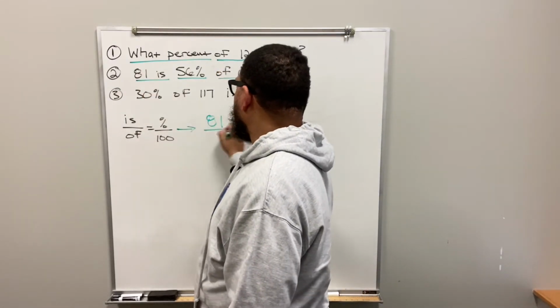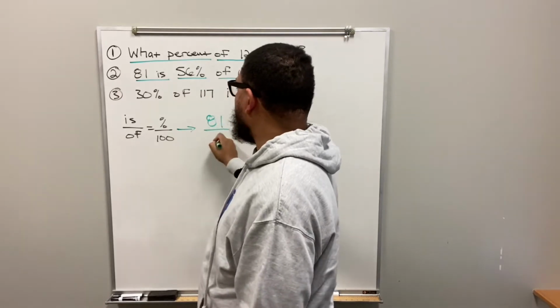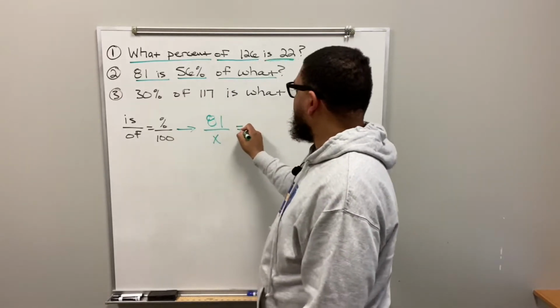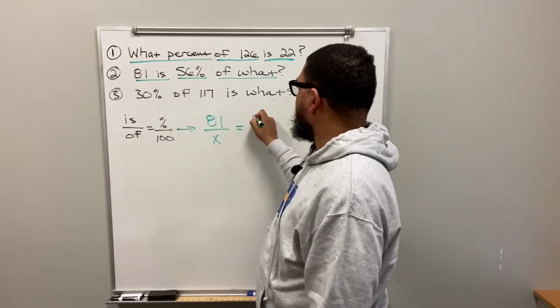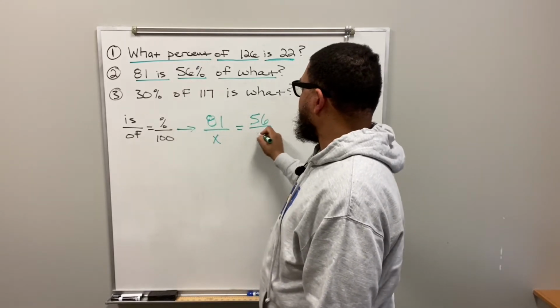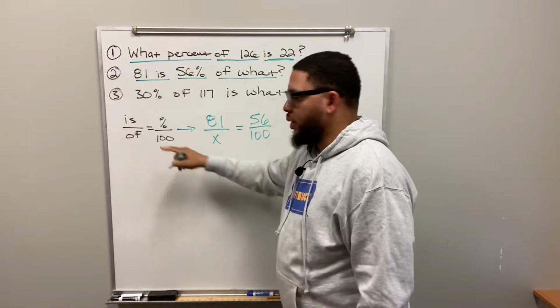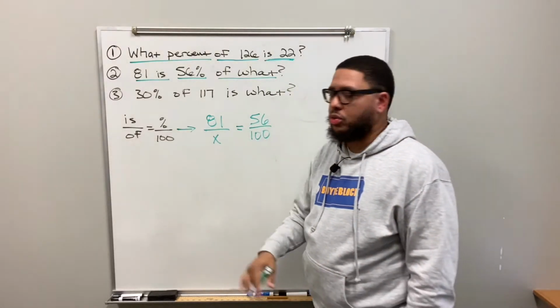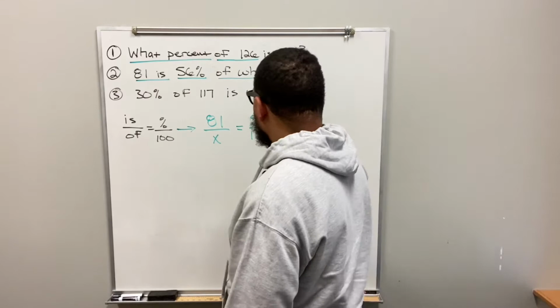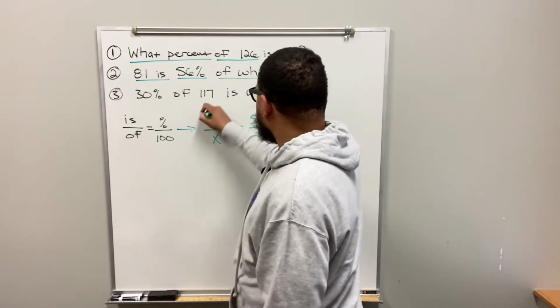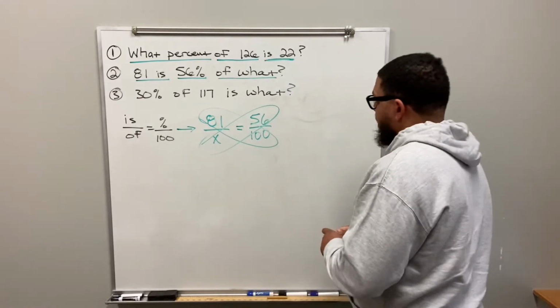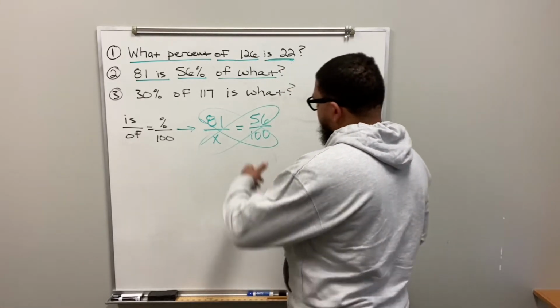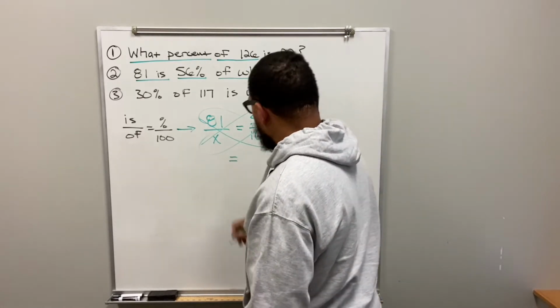So I have 81. The of number, I don't know. So I call that X. Equal sign, the percentage, I do know, 56%. So you put 56 right there, and the 100 is always there. The 100 never goes anywhere, right? So now, we cross multiply, set that up, all right? Now, write your equal sign.